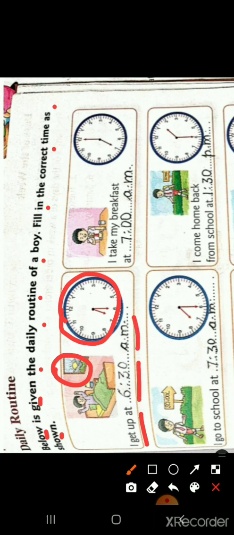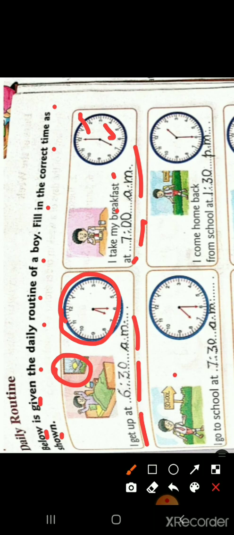Okay. Here is written, I take my breakfast at, and the time is showing here 7. The hour hand is on 7 and the minute hand is on 12. It means it is 7 o'clock. So you will write here 7 a.m., because it's morning time. To show the morning time, you will write a.m.